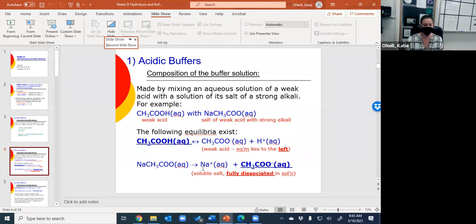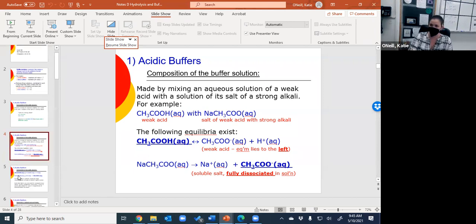It doesn't matter what metal bonds to the salt. What matters is that we have the weak acid and its conjugate base now in solution, like a lot of it. That's going to make a good buffer for an acidic buffer.